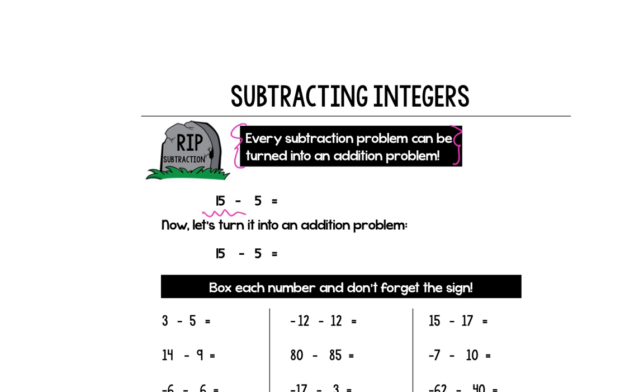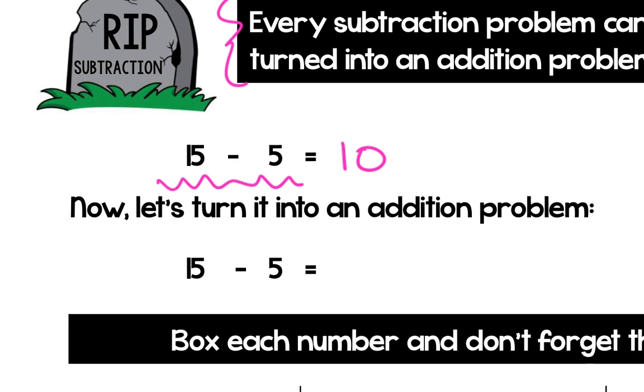So if we were to take a good old-fashioned subtraction problem, 15 minus 5, we know that the answer is 10. What we can do is turn this into an addition problem by adding a plus sign in here. So 15 plus negative 5, so we have positive 15 plus negative 5. We go back to our adding integers. We know that the positives are going to win this battle, and they're going to win by 10. So that's just showing you that we can add the opposite to get the same answer here.